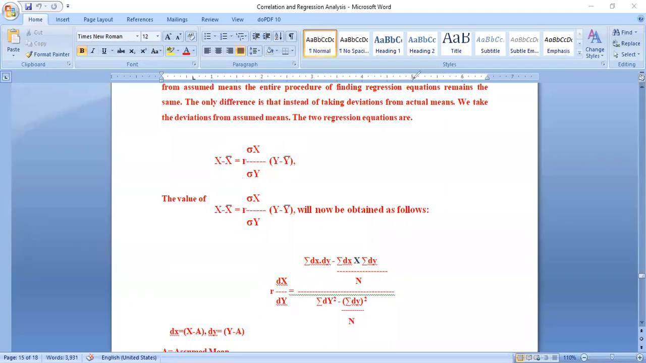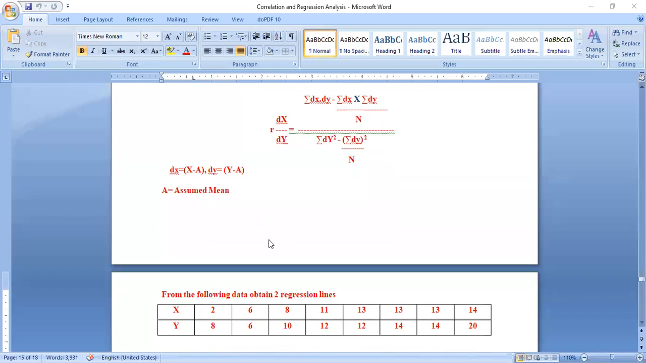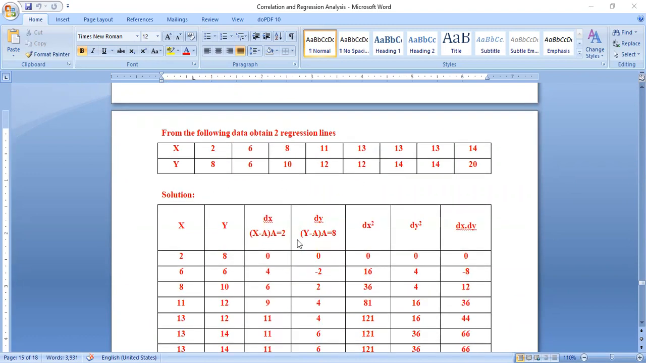The next one here, see, dx is equals to x minus A, comma, dy is equals to y minus A. A indicates assumed mean. Okay, A indicates assumed mean. So you see the problem. After observing this problem, after listening to this problem, you will get complete clarity regarding assumed mean method. So you see the problem.